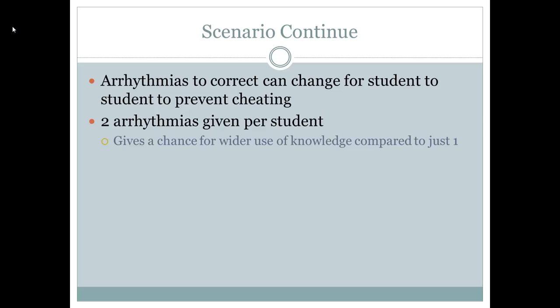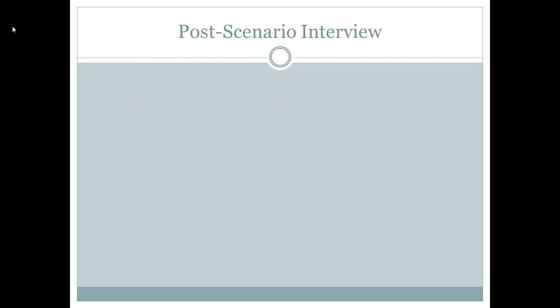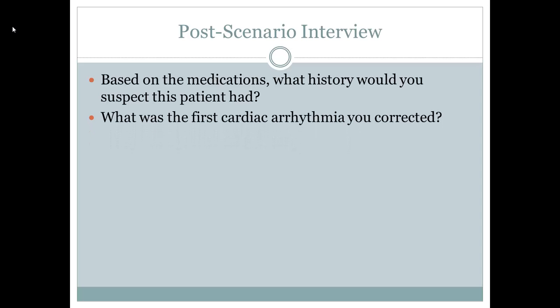So immediately after the scenario there'll be an interview just to ask a couple of questions. The first question would be, just based on the medication, what history would you suspect the patient had? Which just matches up with one of the objectives I stated at the start of the presentation. And then the next question would be, what was the first cardiac arrhythmia you corrected, just to help them identify the rhythm? And what was your rationale for the treatment you provided?